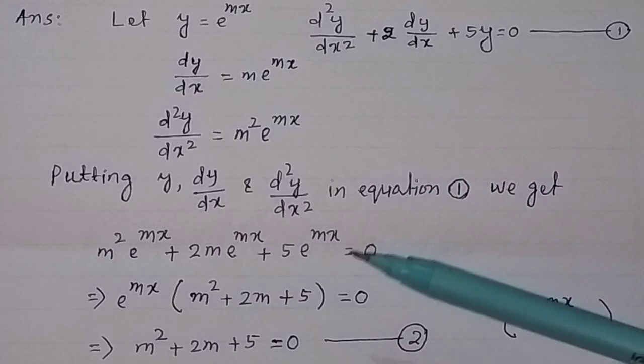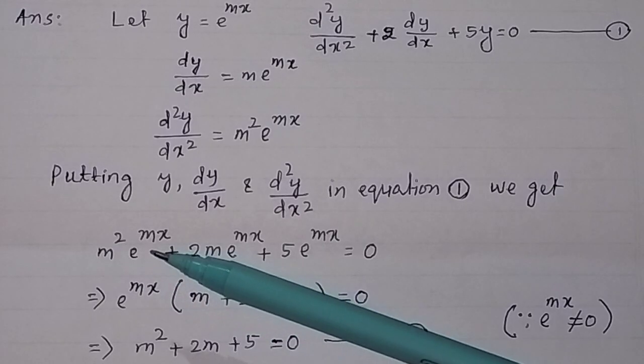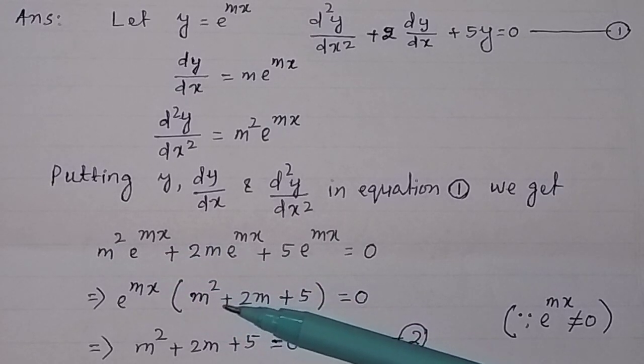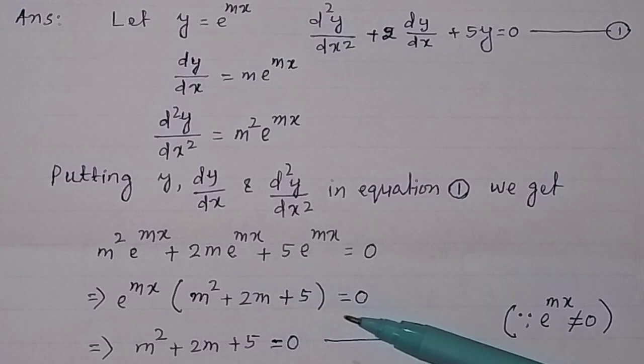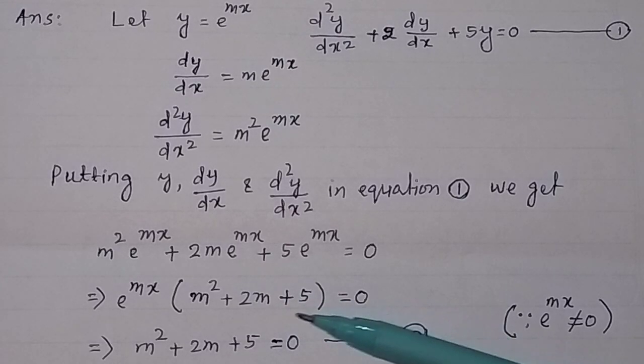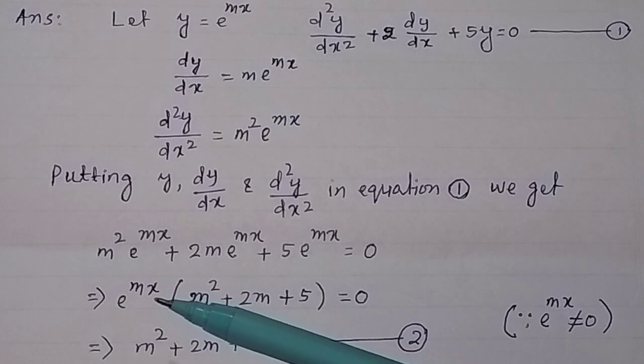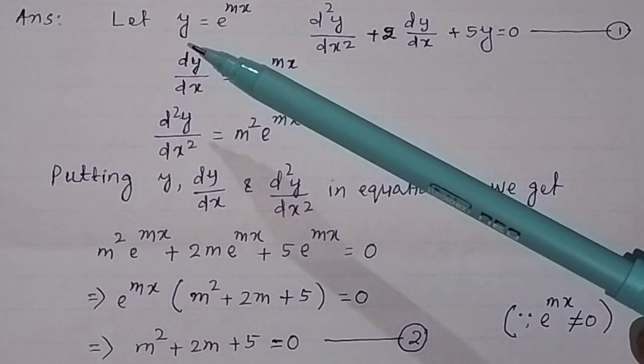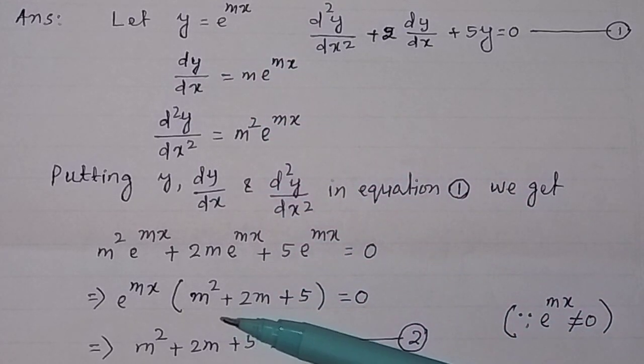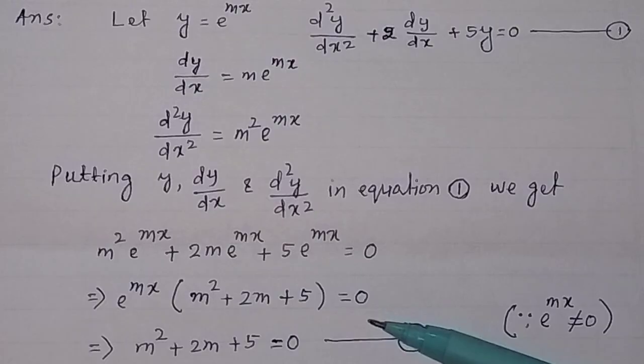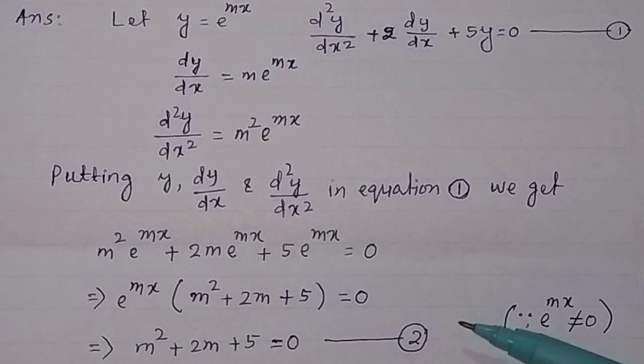If you take e to the power mx common, then in the bracket you have m square plus 2m plus 5, that will be equal to 0. e to the power mx is not equal to 0 because we have taken this as the solution of the given equation. So m square plus 2m plus 5 equals 0, suppose equation number 2. This is called the auxiliary equation or characteristic equation, and now we will solve it.